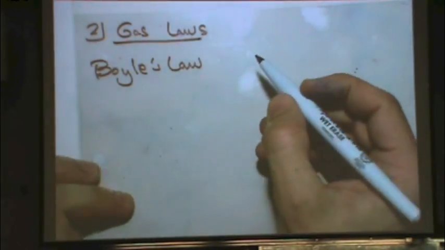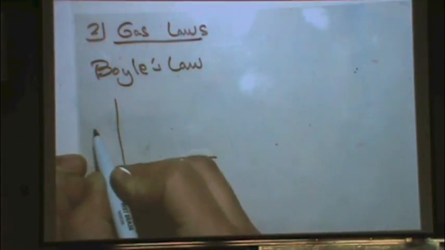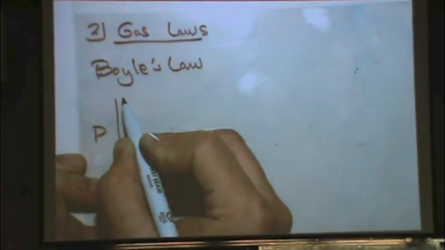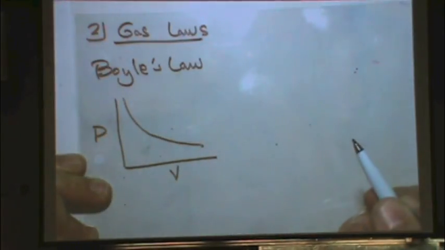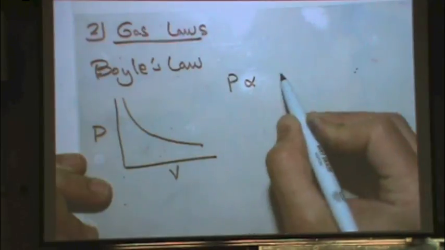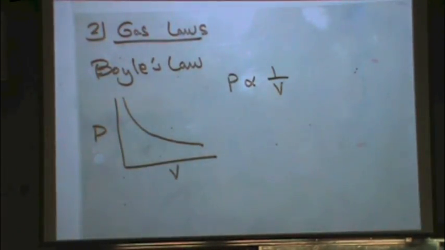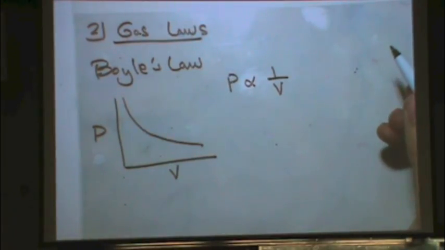The person did some experiments and found the following graph. Plot pressure and volume, found them to be inversely proportional, like y equals 1 over x. Or pressure is proportional to 1 over volume, or we'd also say pressure is inversely proportional to volume. In this case, temperature is kept constant, so we're not worried about temperature.